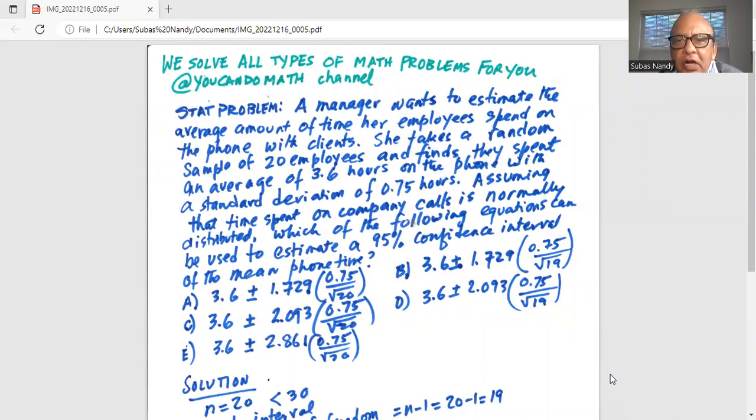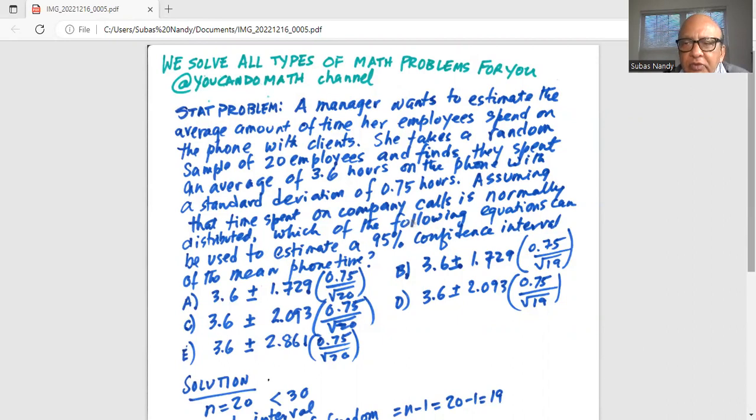A manager wants to estimate the average amount of time her employees spend on the phone with clients. She takes a random sample of 20 employees and finds they spent an average of 3.6 hours on the phone with a standard deviation of 0.75 hours. Assuming that time spent on the company calls is normally distributed, which of the following equations can be used to estimate a 95% confidence interval of the mean phone time? And there are 5 alternatives.